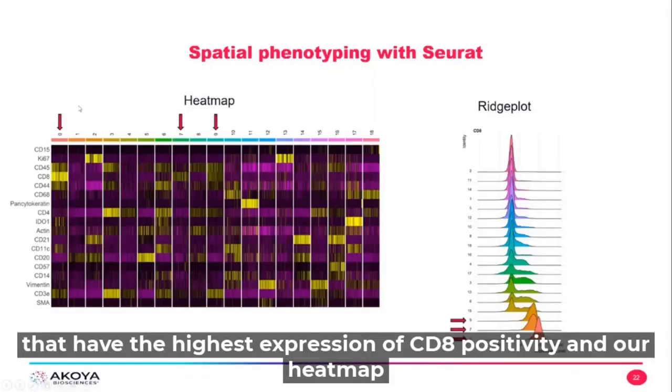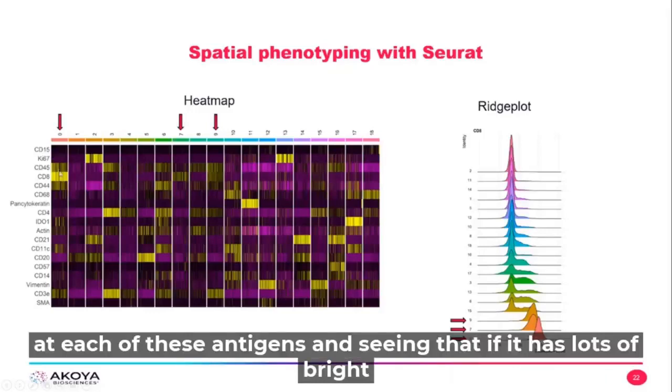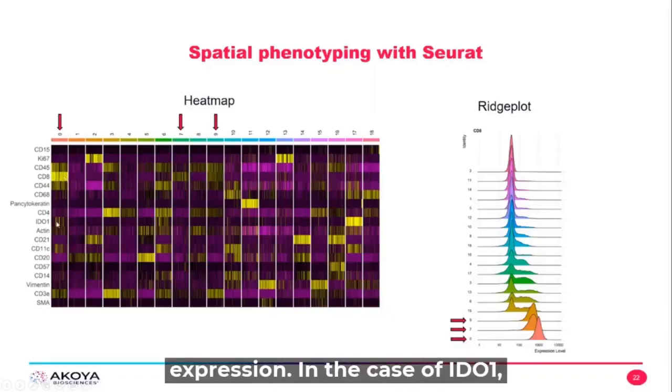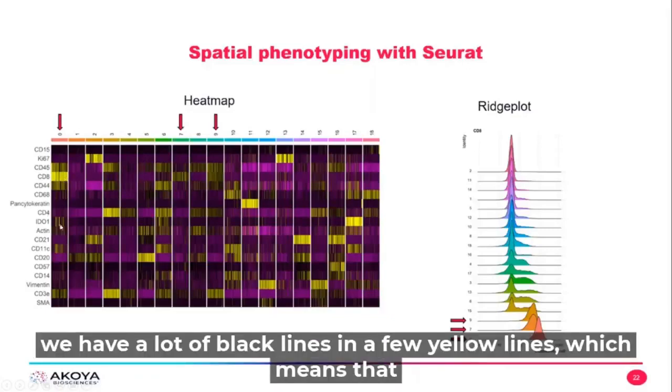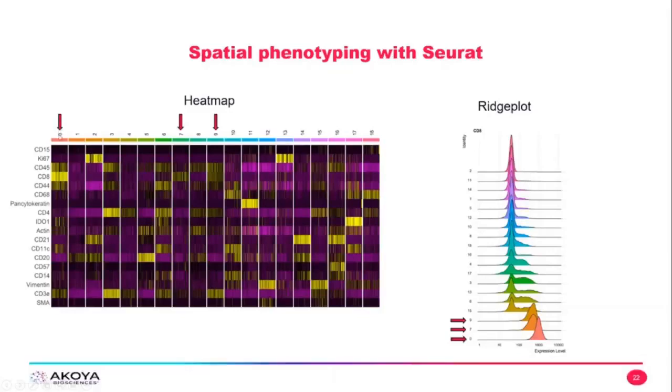And our heat map can be read by looking at each of these antigens and seeing that if it has lots of bright yellow lines, then we know there is a high frequency of high expression. In the case of IDO1, we have a lot of black lines and a few yellow lines, which means that only a few cells have very high expression of IDO1 inside of cluster 0.